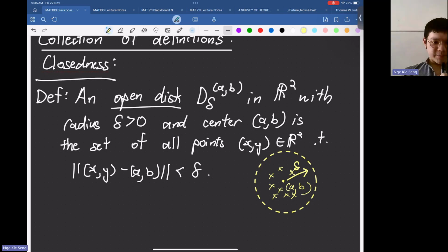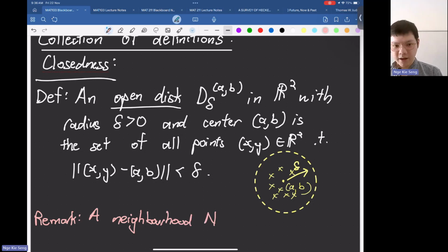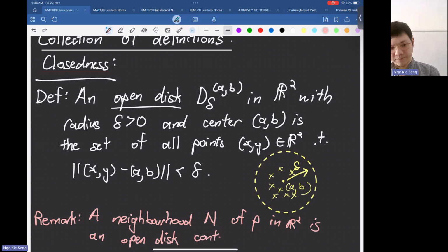So this is called an open disk. And remember that last lecture we also touched a word called a neighborhood. For this class, you can think of a neighborhood N of P in R2 as really just an open disk. So you regard your neighborhood as an open disk here.